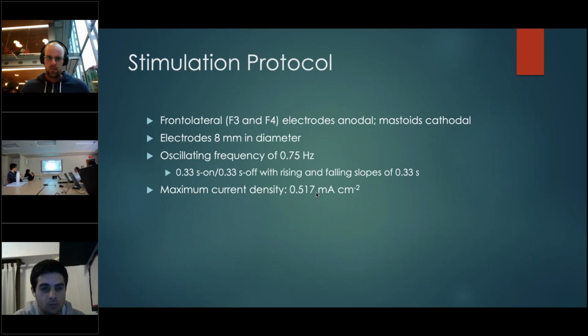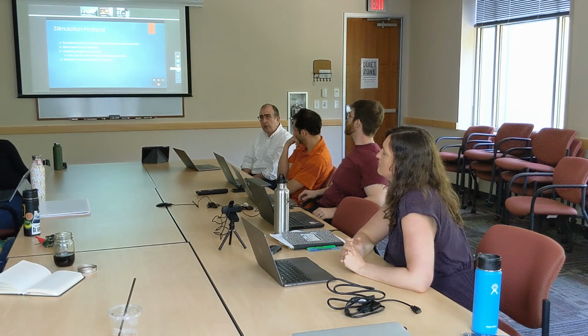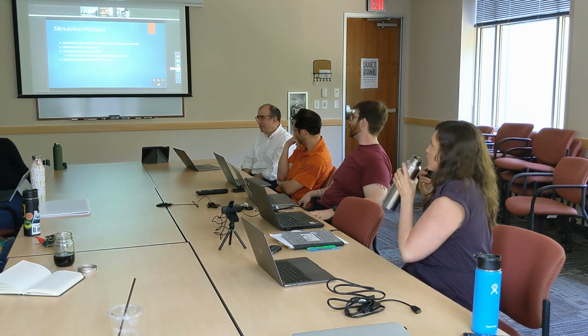So the oscillation was 0.33 seconds on, 0.33 seconds off, and the maximum current density, I don't really understand what that number means, but I thought that was important for people who need the technical information from this paper. Yeah, that's really the current you put across the surface area of the electrode. So higher current density is the same amount of current over a smaller area, or more current. Yeah. Okay. And it determines how much it hurts, basically. If your current density gets too high, it hurts.